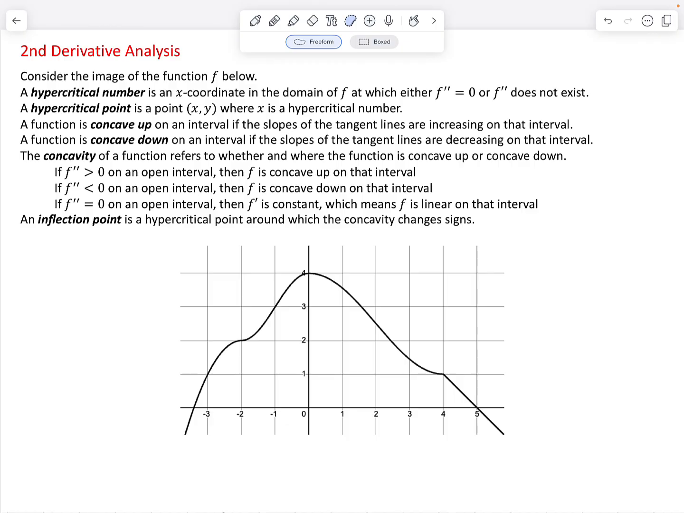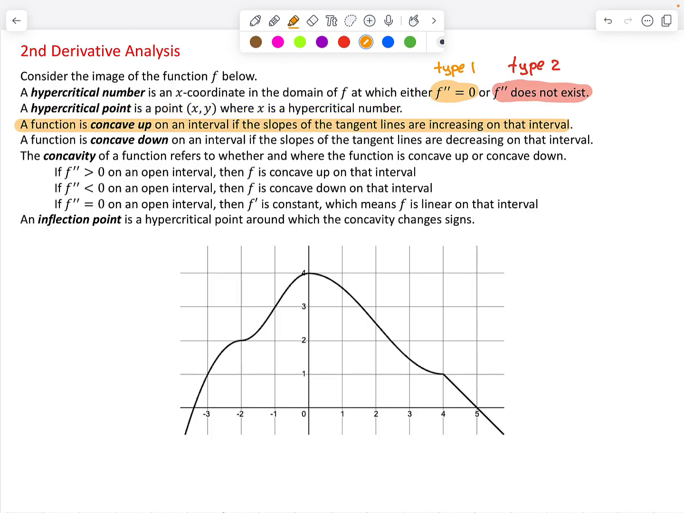A hypercritical number is an x-coordinate in the domain of f at which one of two things is true. Either the second derivative is equal to 0, or the second derivative fails to exist. So hypercritical numbers are to the second derivative as critical numbers are to the first derivative, as discussed in a previous lesson. Hypercritical numbers where the second derivative is 0 we will call type 1, and hypercritical numbers where the second derivative does not exist we will call type 2. Now a hypercritical point is a point (x, y), so both coordinates, where x is a hypercritical number.